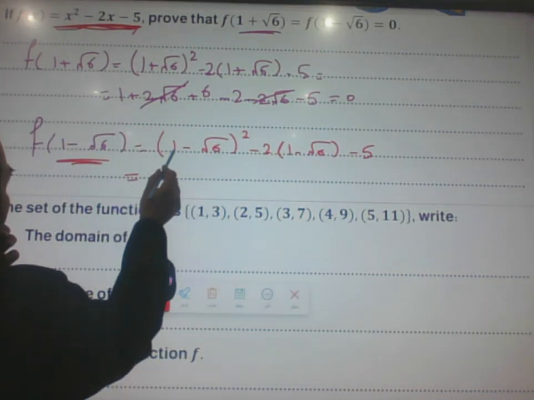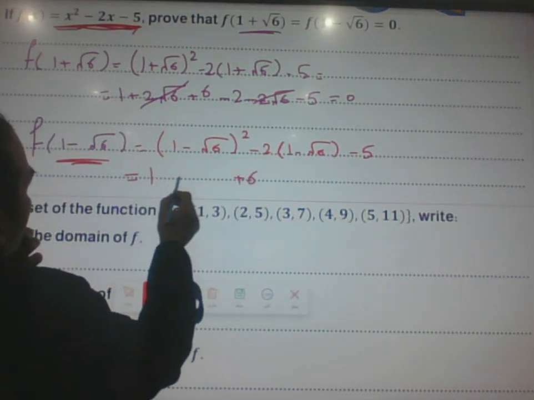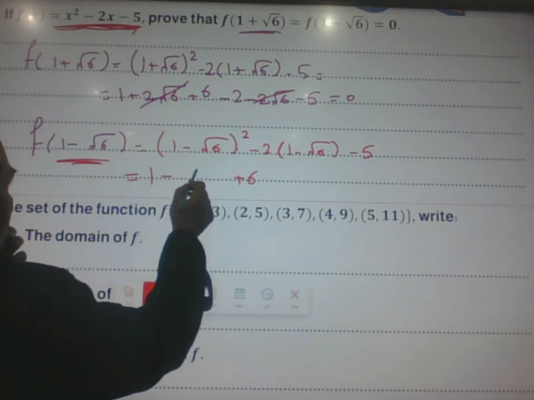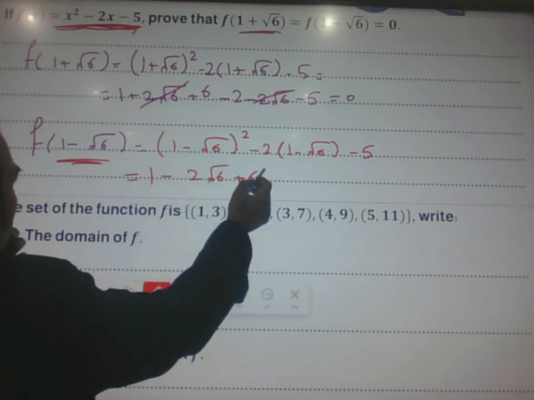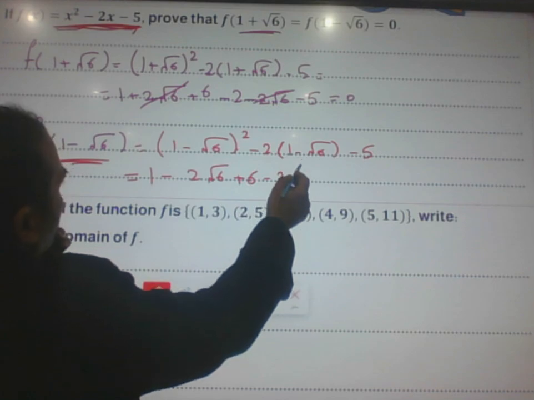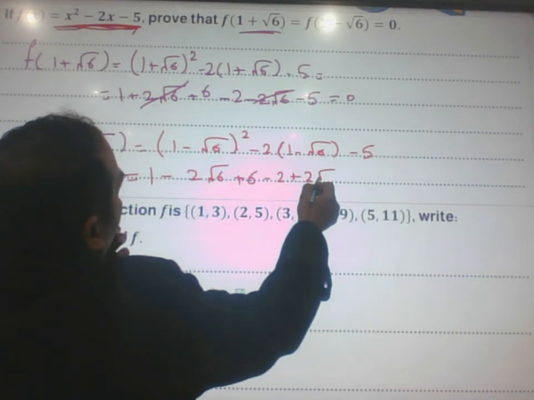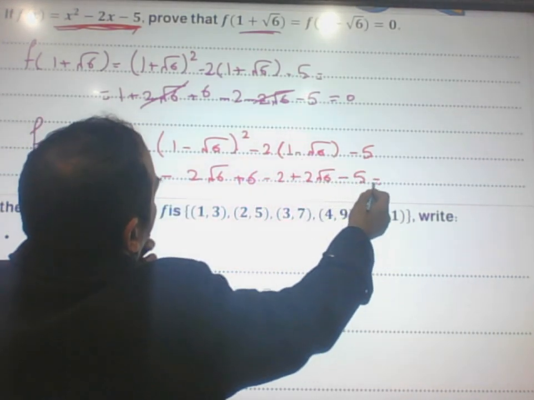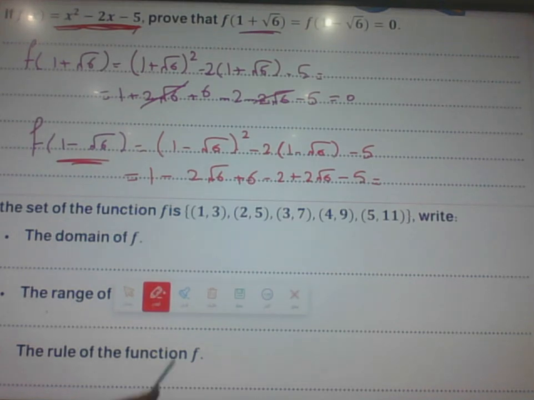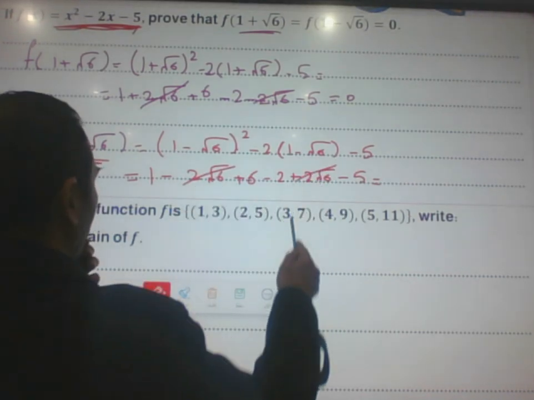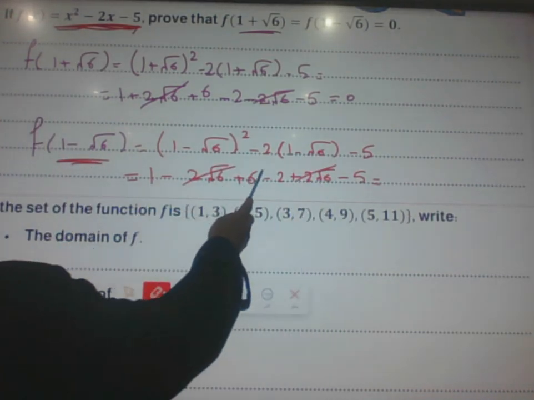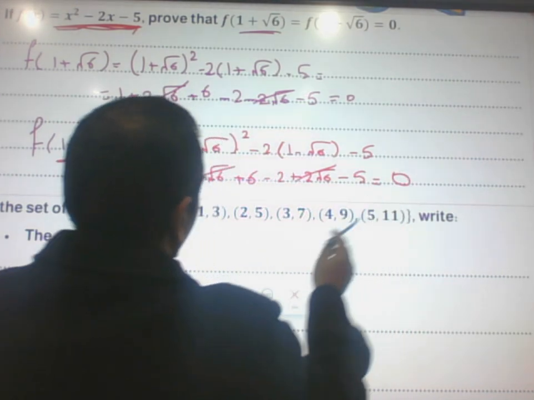First step, first power 2 and second power 2, and the middle 2 times 1 times root 6 will be negative 2 root 6. Negative 2 times 1 is negative 2, negative times negative is positive, 2 times root 6 equals 2 root 6, minus 5. Now we will simplify it. Negative 2 root 6 and positive 2 root 6 cancel, and 1 plus 6 is 7, 7 minus 2 is 5, 5 minus 5 is 0.